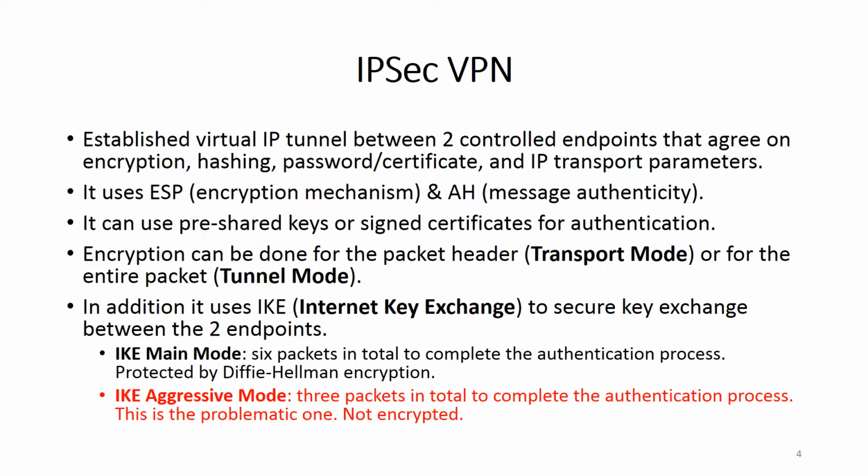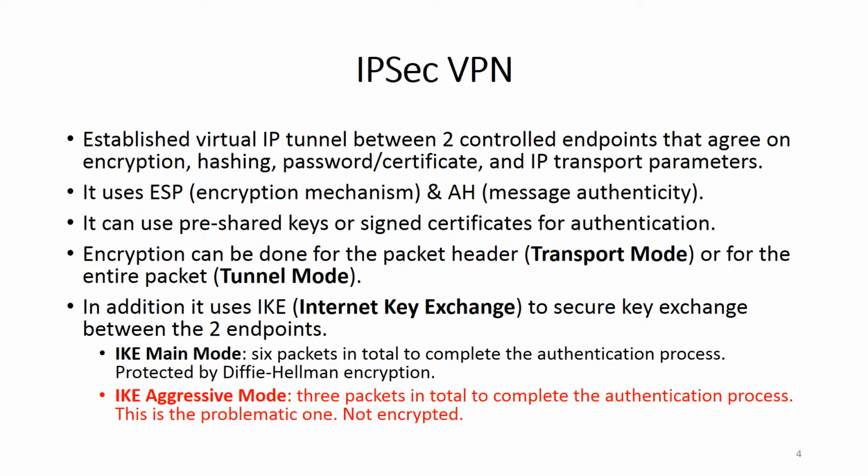So encryption can be done for the packet header or for the entire packet. That depends on how you configure your VPN, and this also needs to be agreed upon between the two sides. If you want it to be transport mode, that means only the packet header will get encrypted, or you want it to be tunnel mode. At that point, you will eat more processor cycles and so on, but you will be able to encrypt the overall packet, including header as well as payload.